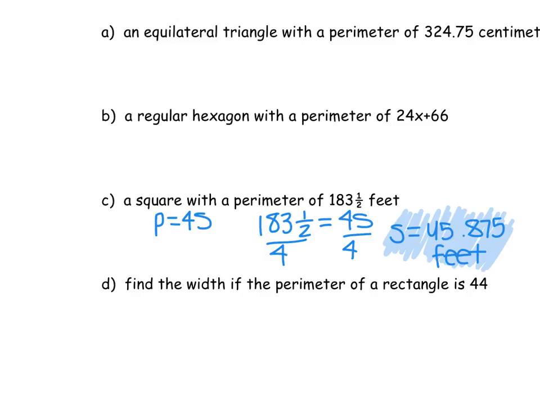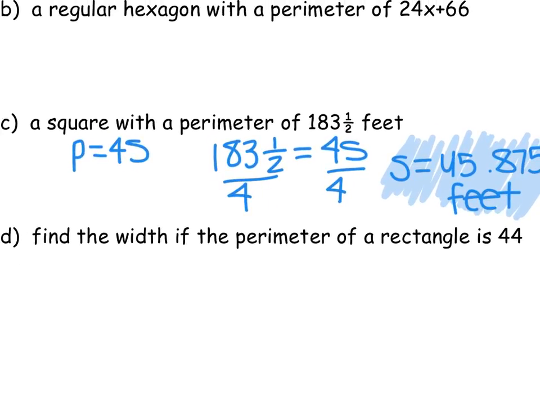Now, I'm going to go over letter D with you as well, because letter D is really a tricky one. It is going to be left as an algebraic expression because we don't have enough information here to figure it out. So I thought this would be one that would be important to go over. Find the width if the perimeter of a rectangle is 44. So the perimeter equals twice the length plus twice the width. We know that the perimeter is 44, so we're going to plug that in first.